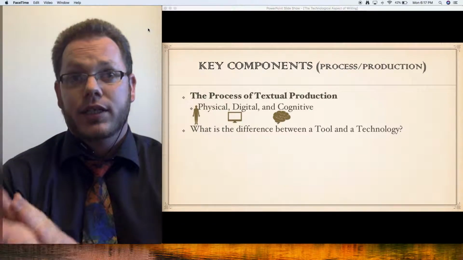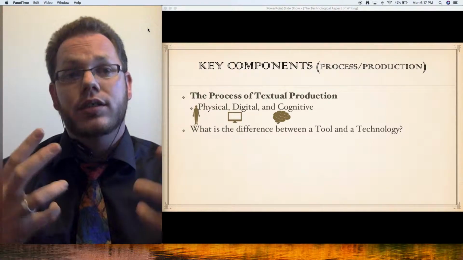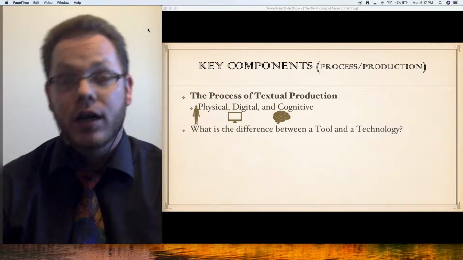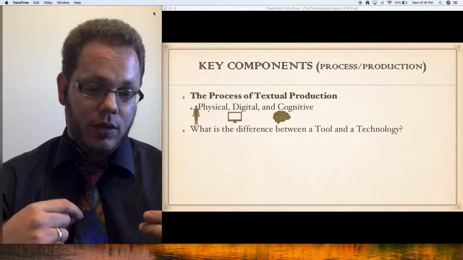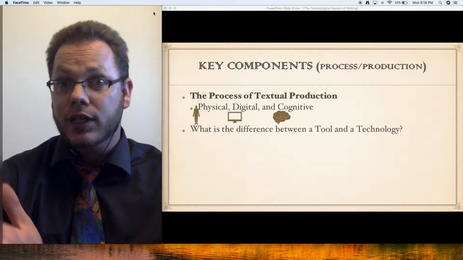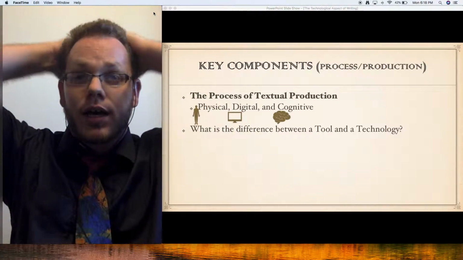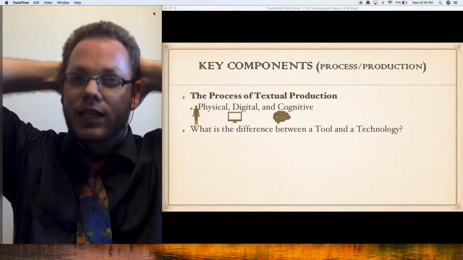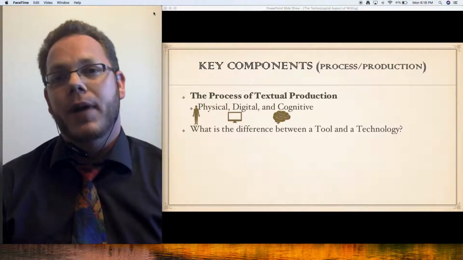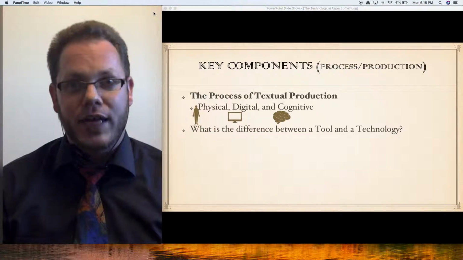So when we talk about technologies versus tools, what is the difference between a tool and technology, and why does it matter? Well, sometimes when I discuss this, people get confused. My students get confused, they maybe try too hard to make it an either or situation. I will go through this a little faster than I do in class.